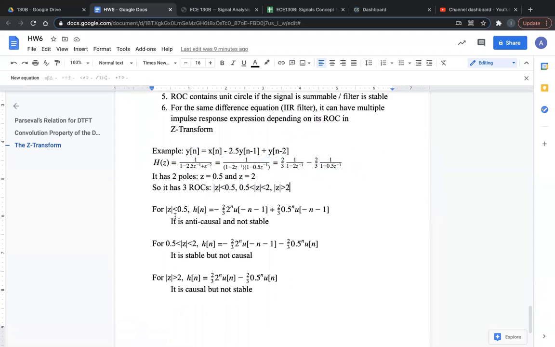For the first one, the magnitude of z is less than 1/2. It has the following expression for the impulse response, and it is anti-causal and not stable.